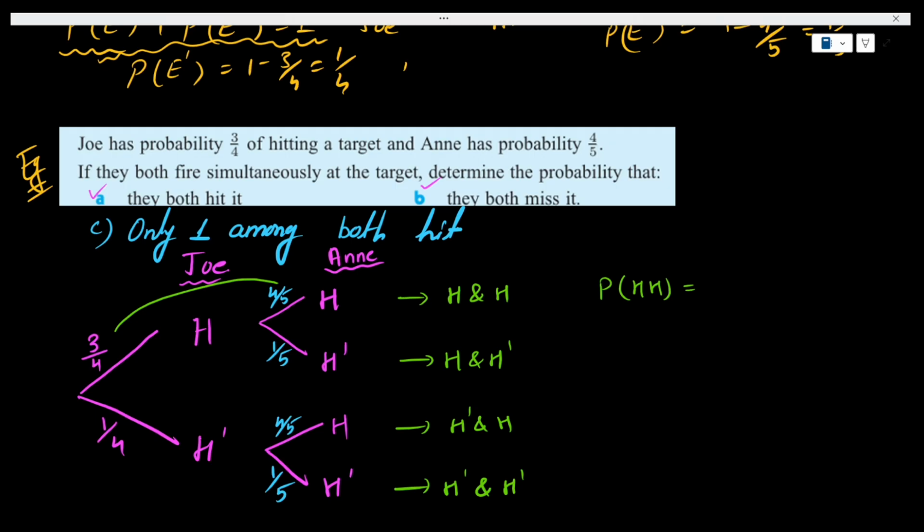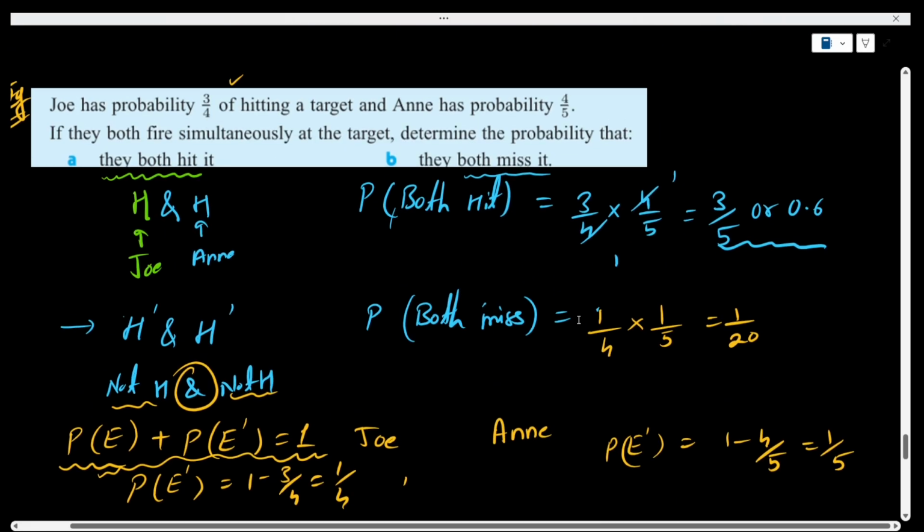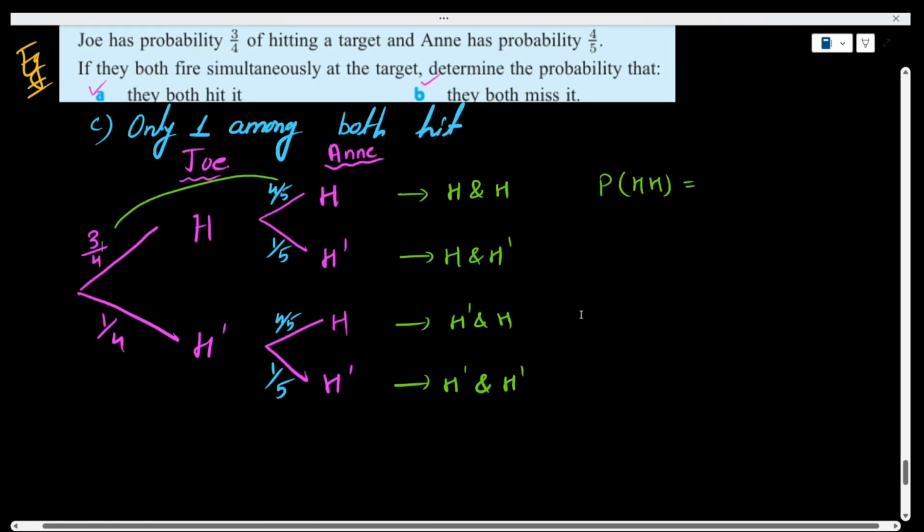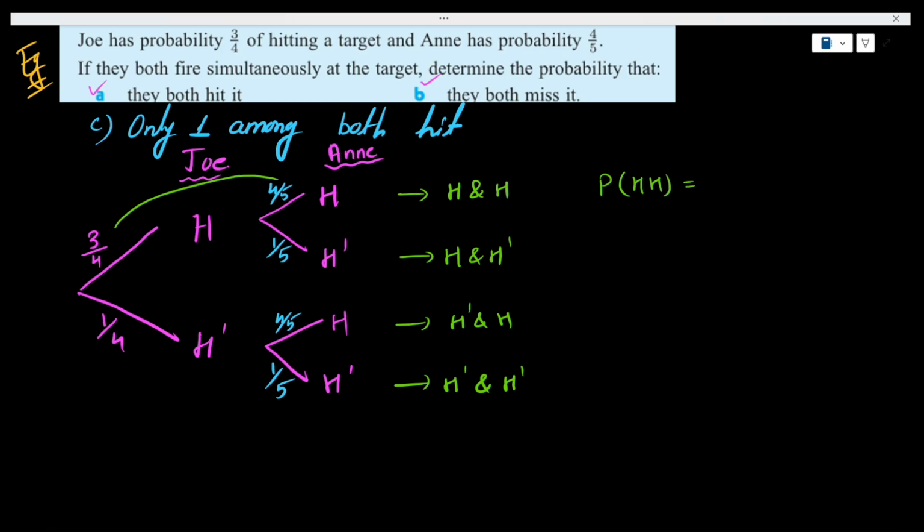So here I have done it directly, right? And here I'm using a tree diagram to get the probability. So for them both hitting the target, you can multiply the probabilities, because here also if you see the outcome, this is the AND rule, right? And we have to multiply. So this is again nothing but 3 by 5, same as above.